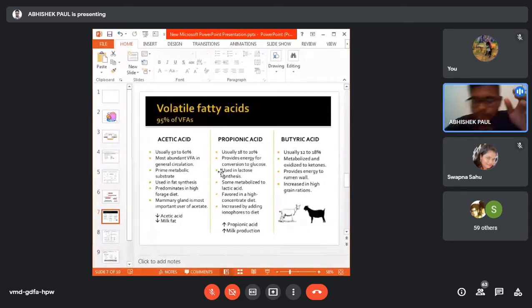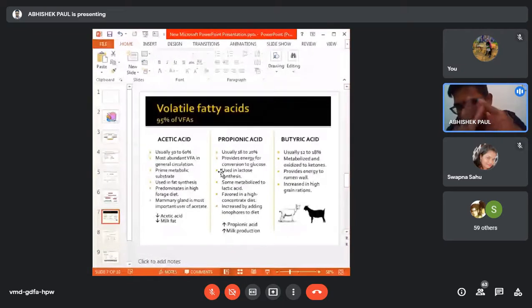So let me explain again from the beginning. After carbohydrate digestion in the rumen, it is converted into volatile fatty acids. These volatile fatty acids are of three types: acetic acid, propionic acid, butyric acid. Acetic acid is 60%, propionic acid is 20%, then 12 to 15% is butyric acid, and the remaining 5% is some other acids, called minor fatty acids. We will not consider those now. So remember acetic acid, propionic acid and butyric acid.